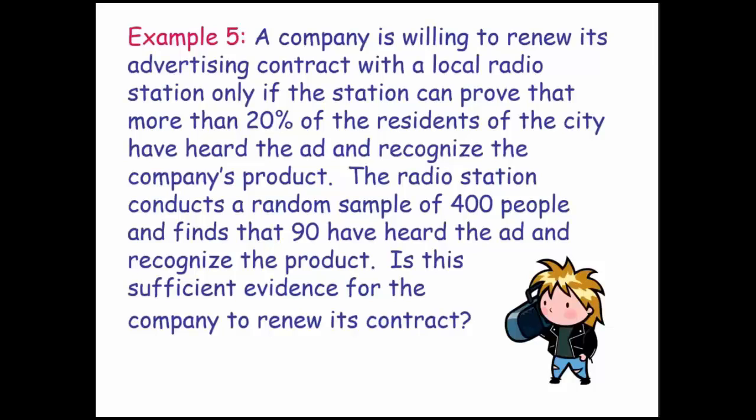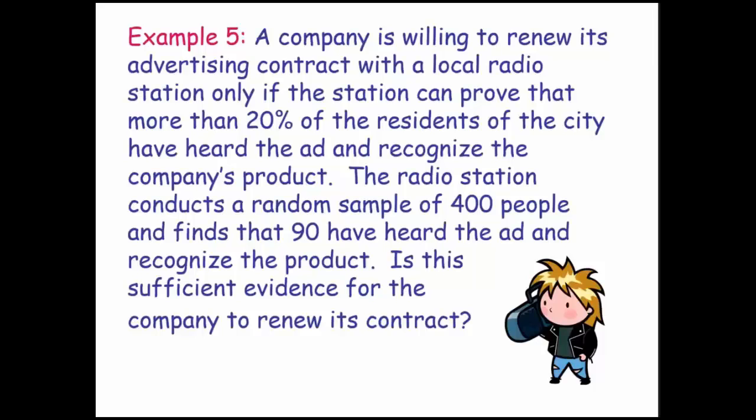First assumption is randomness. Do we see anything in the statement that tells us randomness has occurred? Yes, we do. Right there in the middle, it says the radio station conducts a random sample of 400 people. What about sample size? Is 400 large enough to reasonably assume normality? We got 400 people for our sample, and we expect to see 20%. That's what we're testing the claim against.